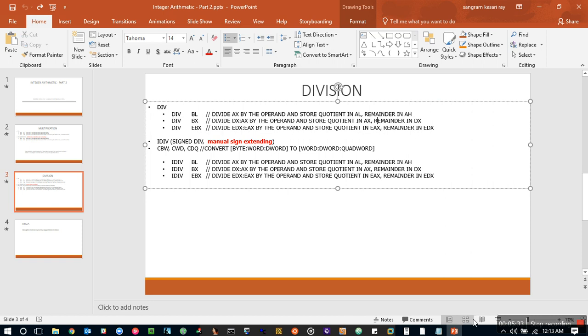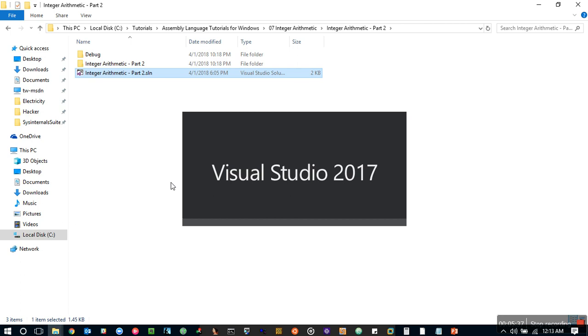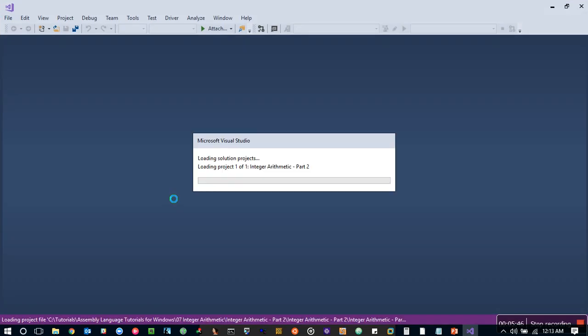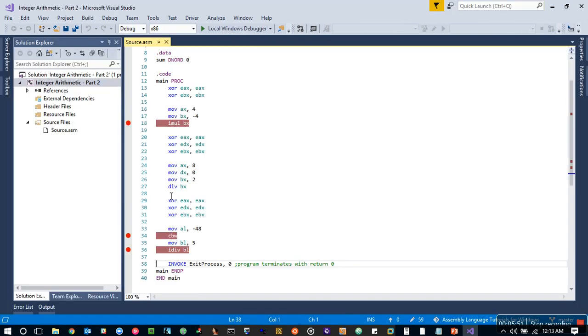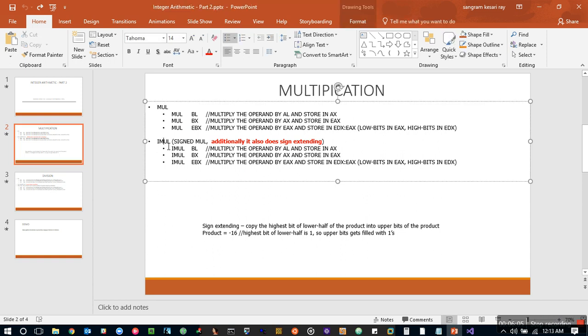Now demo time. I hope by now you are getting comfortable in assembly programming, and this is an awesome tool, the Visual Studio IDE. So now we will talk about the imul instruction. Here we have 4 and 4. Let's jump back to our slides. Now we are actually dealing with this part.